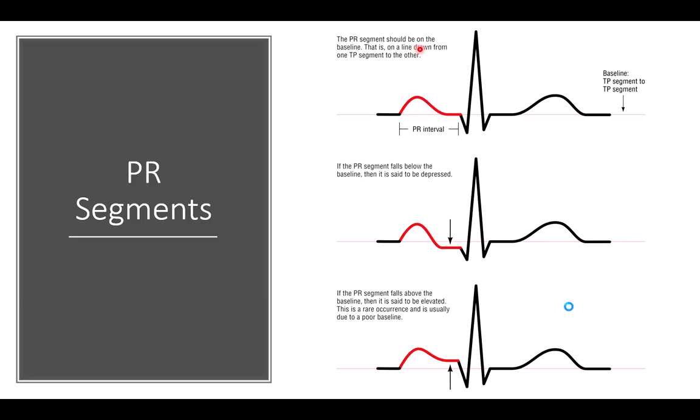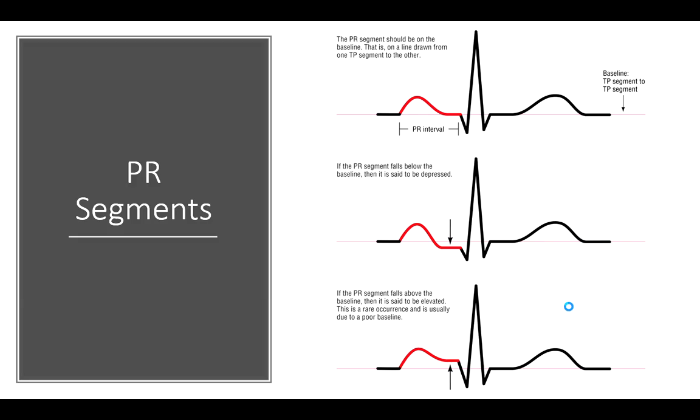The PR segment should be on the baseline, that is, on a line drawn from this isoelectric. If the PR segment falls below the baseline, it's depressed. Here it would be elevated.